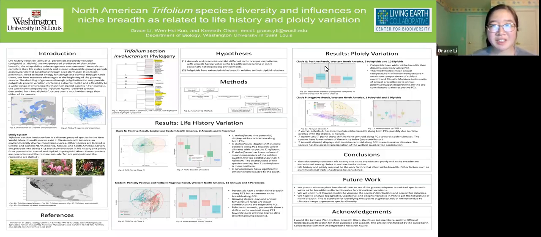Hi, my name is Grace Lee, and this summer I analyzed species diversity and the influences of life history variation (annuals versus perennials) and ploidy variation (polyploids versus diploids) on niche breadth, the adaptability to heterogeneous environments, in Trifolium section Involucrarium species.